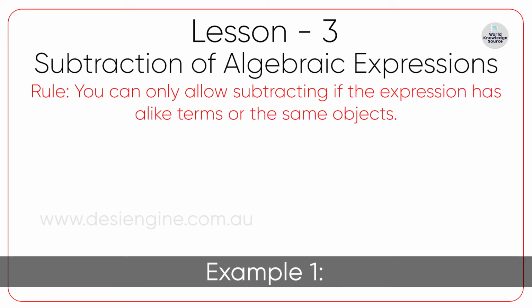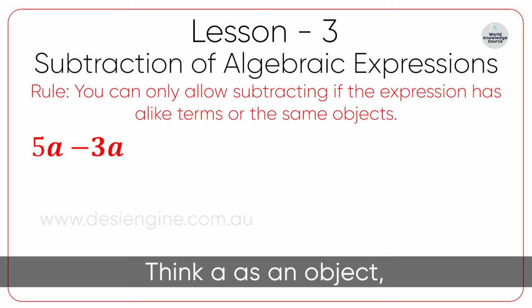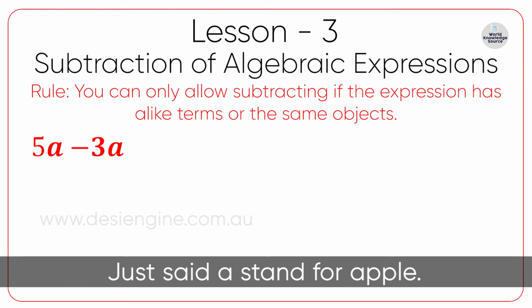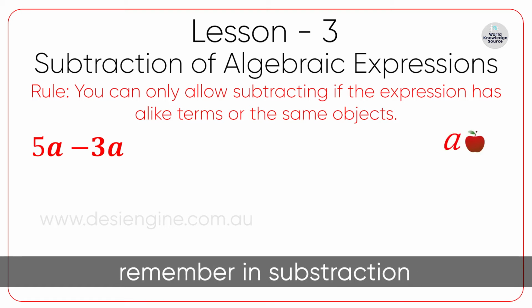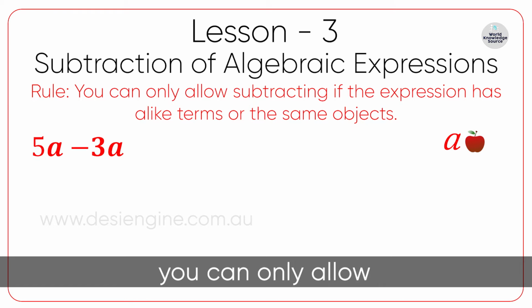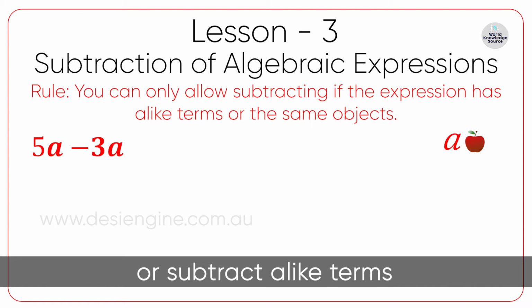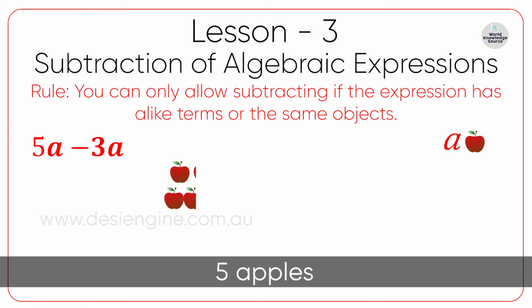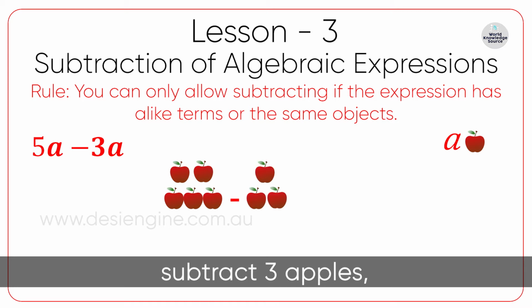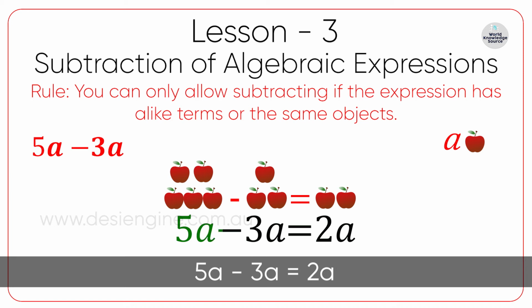Example 1. 5a subtract 3a. Think of a as an object. Just say a stands for apple. Remember, in subtraction, you can only remove if the objects are the same, or subtract alike terms. So we have 5 apples, subtract 3 apples, which equals 2 apples, or 5a subtract 3a equals 2a.